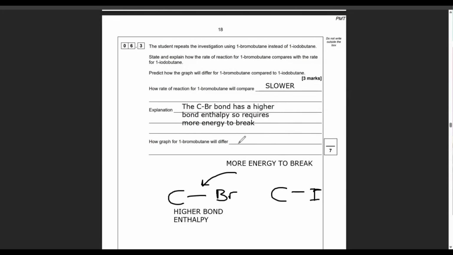How the graph for 1 bromobutane will differ, it's going to be lower, isn't it? So it's going to be lower. It's going to take more time to reach the same point, but they're going to reach the same point eventually. So it's going to be lower, but finishing in the same point. And rather than draw it on the graph, we just need to explain it.